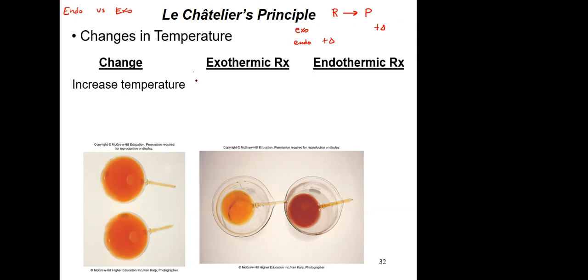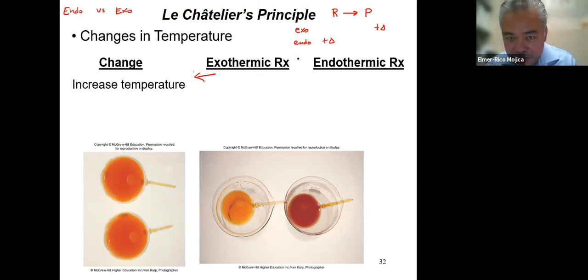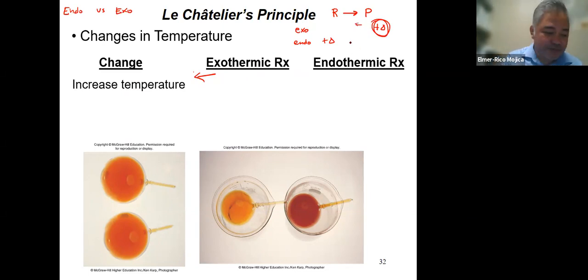The backward reaction. Because if you increase the temperature in an exothermic reaction, the backward reaction is the one that is favored. And what do you think happened to the K value? Since you're going to form more reactants and less products, your K decreases.